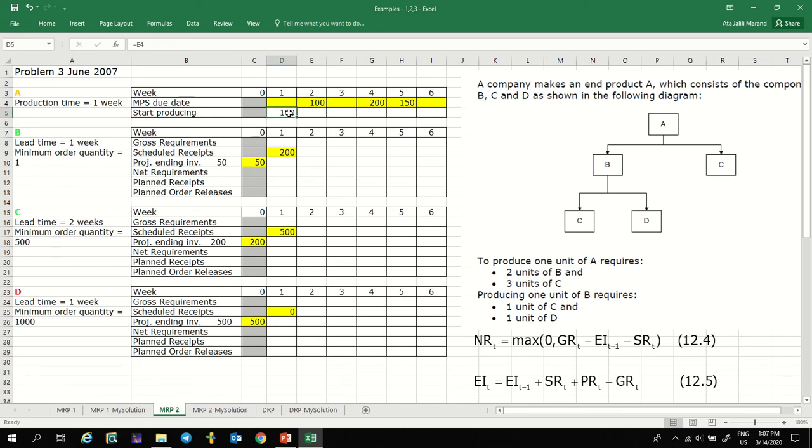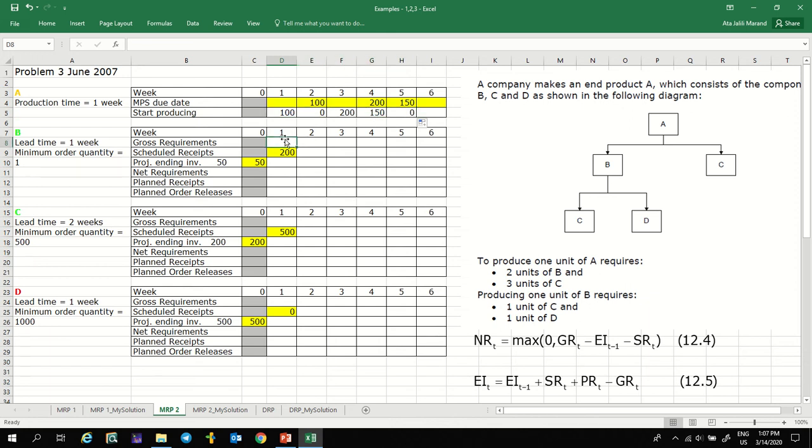And it is the same for the next weeks. So if I drag it, I know that in week 3 I need to start producing 200 units of product A, and in week 4, 150 units of product A.